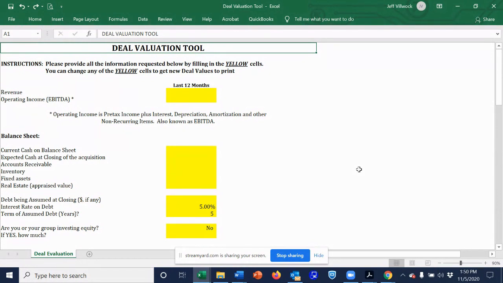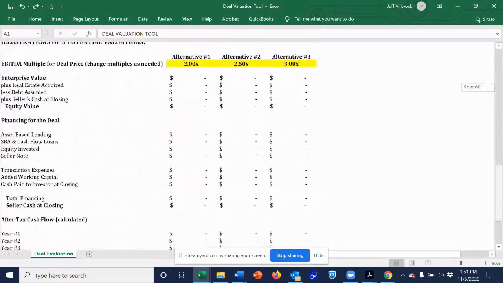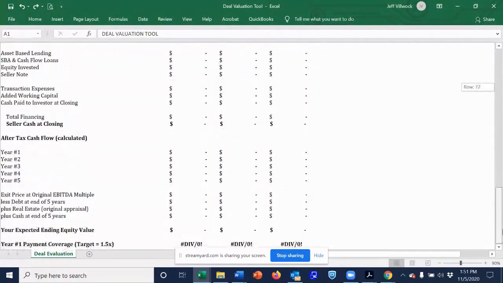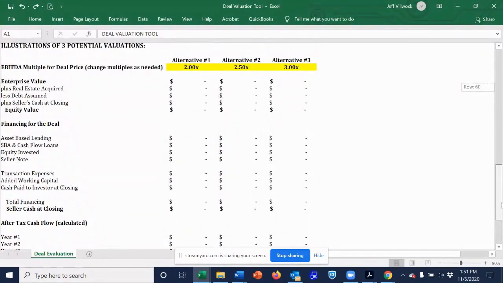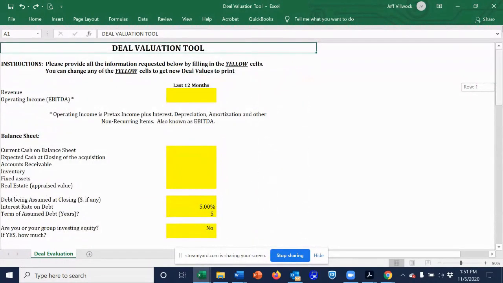Okay. So here's where we are. All the yellow cells, and you see a bunch of them there, need to be filled in. So that's where you put in your inputs. And once we get through the inputs, here's all your outputs right here, which right now is blank because we have no inputs. But we'll get there, and I'll show you exactly how this works.